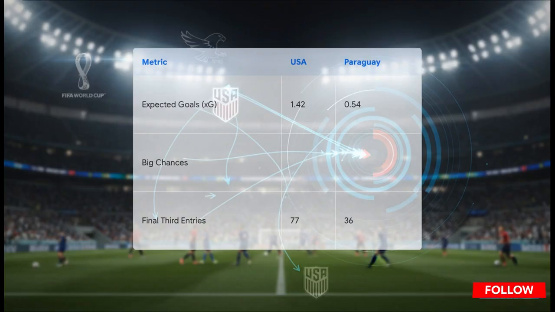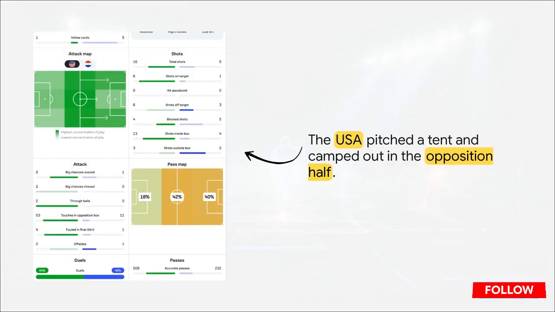The USA wasn't just passing it around the back, they were actively and repeatedly hammering at Paraguay's defensive lines. The pressure was just relentless. It was like the USA essentially pitched a tent and camped out in the opposition half for 90 minutes. They were constantly pushing high up the pitch, utilizing the flanks, and creating these numerical overloads on the wings that Paraguay, frankly, just couldn't handle.